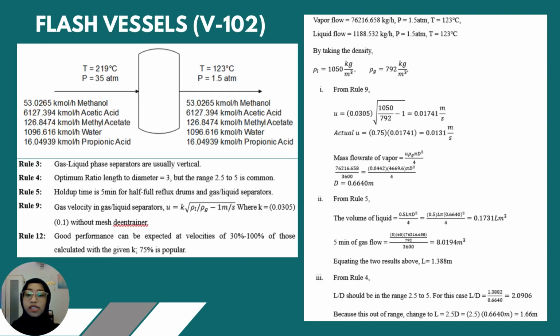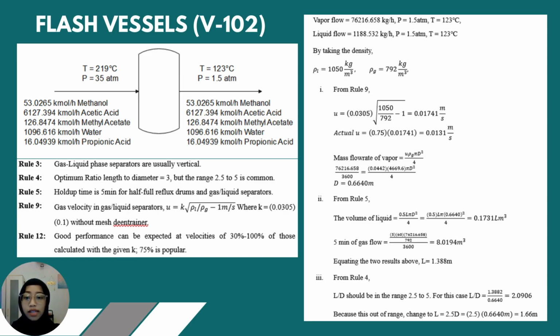Moving on to the design of the flash vessel V102 by using the heuristic for process vessels and drums. From the heuristics, we only use 5 rules to design this equipment. Rule 3: gas-liquid phase separators are usually vertical. Rule 4: the optimal ratio of length to diameter is 3, but the range 2.5 to 5 is common. Rule 5: hold-up time is 5 minutes for a half-full reflux drum and gas-liquid separator.